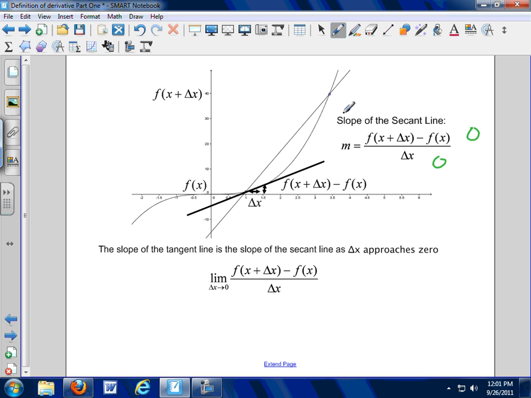So to get the slope of the tangent line, we just take the limit of the slope of the secant line. This information right here, the slope of the secant line, f of x plus delta x minus f of x over delta x, when we take the limit of it as delta x goes to 0, becomes the slope of the tangent line. Okay? That's a formula we're going to get used to seeing, because we'll see it a lot in the next couple of days. All right?